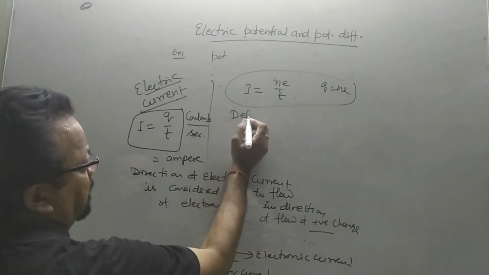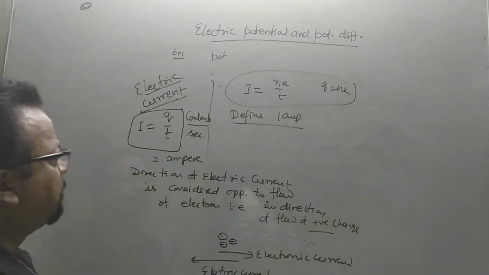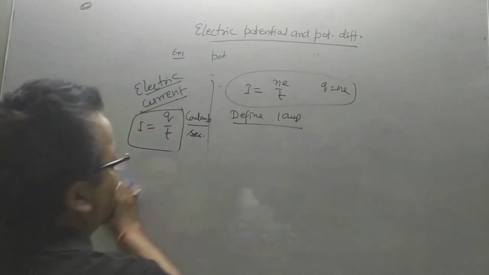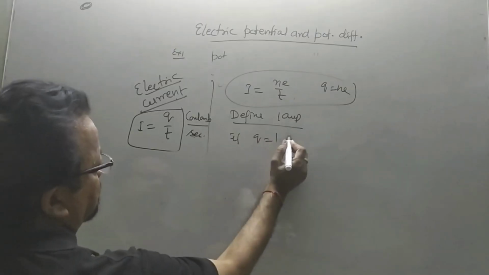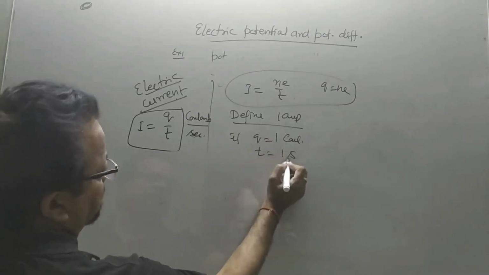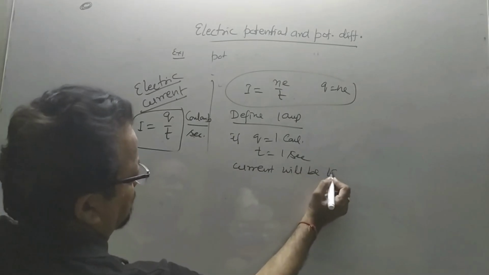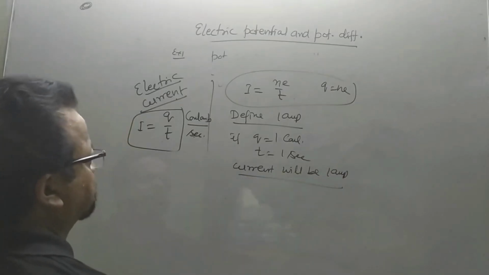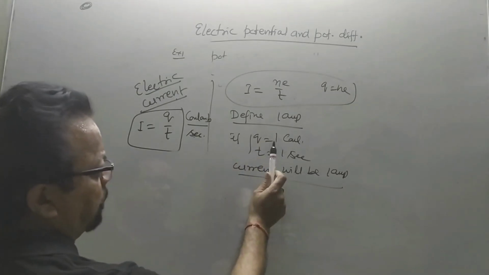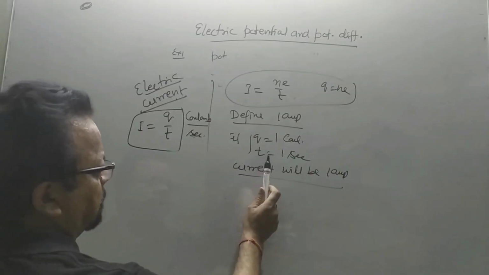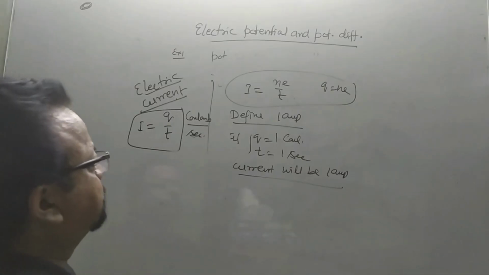One question arises: define 1 ampere. As we defined 1 volt, now define 1 ampere. If Q is equal to 1 coulomb and t is equal to 1 second, current will be 1 ampere. Hence, if 1 coulomb charge is flowing in 1 second, then current will be 1 ampere.